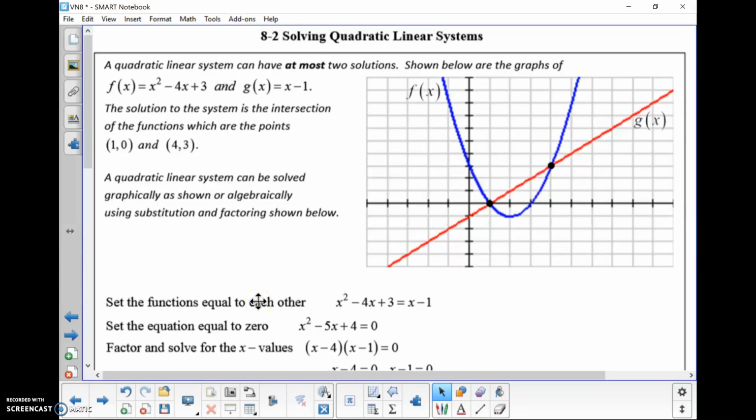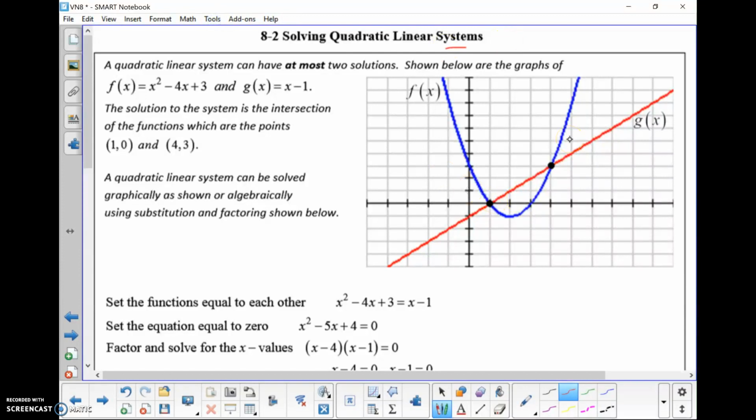Algebra 1, Unit 8, Section 2, Quadratic Linear Systems. Similar to regular linear systems where we have two lines and we want to know where they cross, this is a quadratic linear system. I have a quadratic, which is a graph of a parabola, and a line, a linear, and I want to know where they cross.